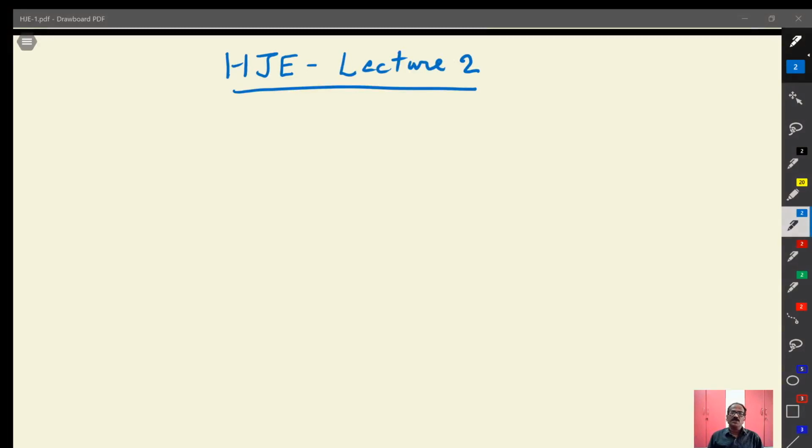Welcome back to the lectures on Hamilton-Jacobi equations. In the first lecture on Hamilton-Jacobi equations, we have basically introduced the equation and we indicated it comes from calculus of variations. And there are more general equations like Hamilton-Jacobi-Bellman equations and Hamilton-Jacobi-Isaacs equations coming from optimal control theory and differential game problems.